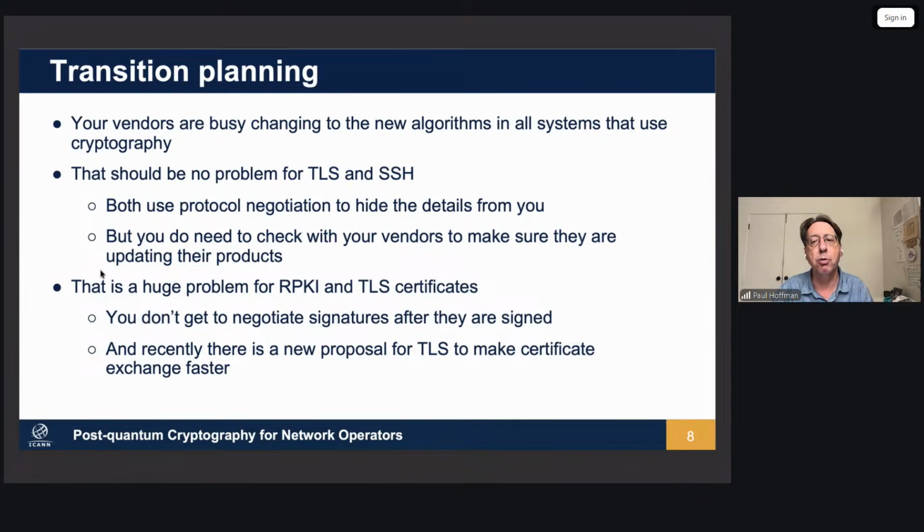TLS has an interesting problem, which is currently, if we just slap in ML-DSA, the signature algorithm that I mentioned in the previous slide, it's going to make starting up a TLS session take so many more bytes that some of them are going to fail. You all are familiar with slightly flaky links. A slightly flaky link works a lot of the time, but not all the time. And then you don't get your TLS session set up. So the TLS folks are working on a new proposal to make the certificate exchange faster. That's going to be a radical change.